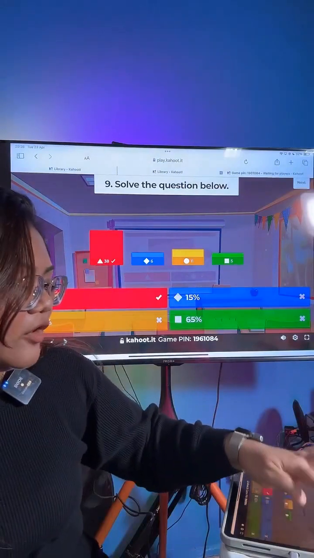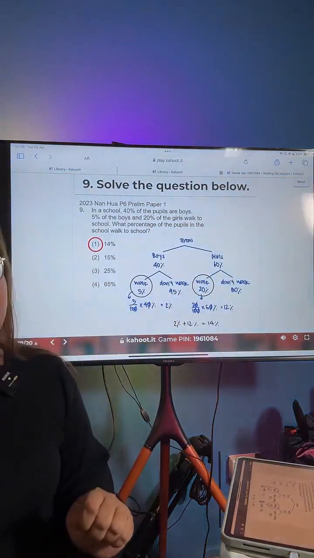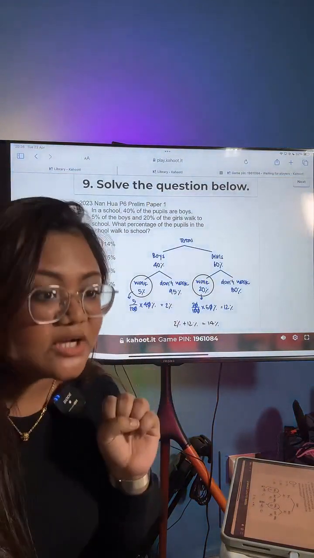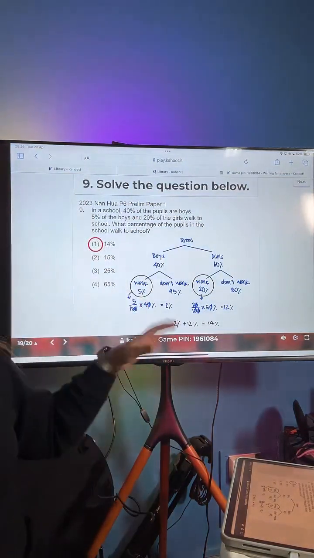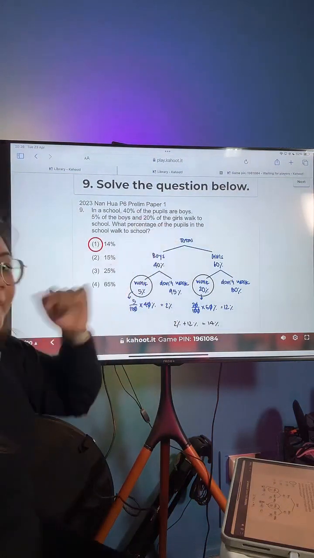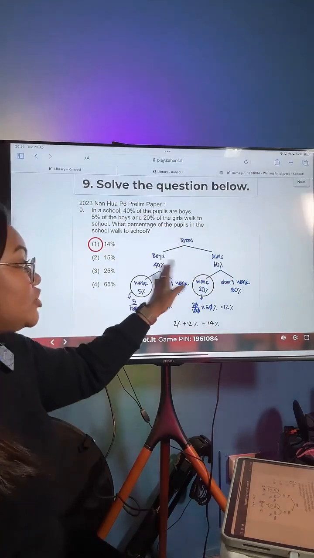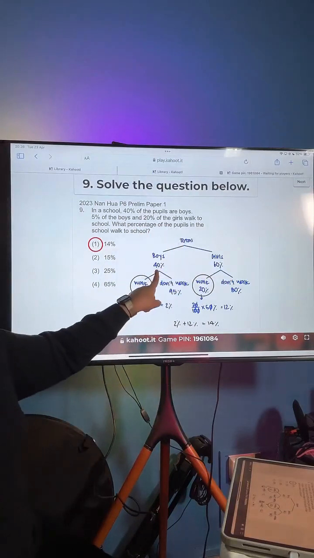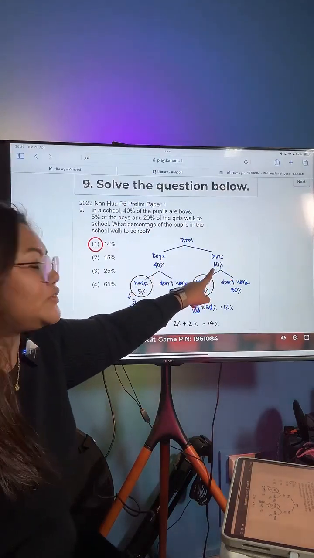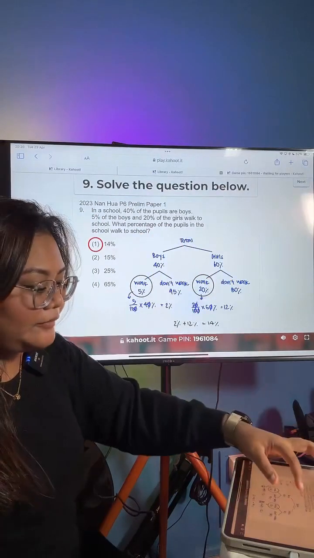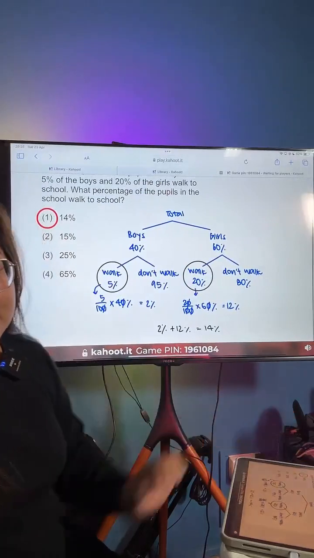14%. Why 14? Because of something like remainder concept also, right? This is more like parts of a whole. Part whole concept. But same idea as remainder concept, we can do branching. Now, if 40% are boys, the rest must be girls, right? So the rest is 60%. Okay. 60% of them are girls.